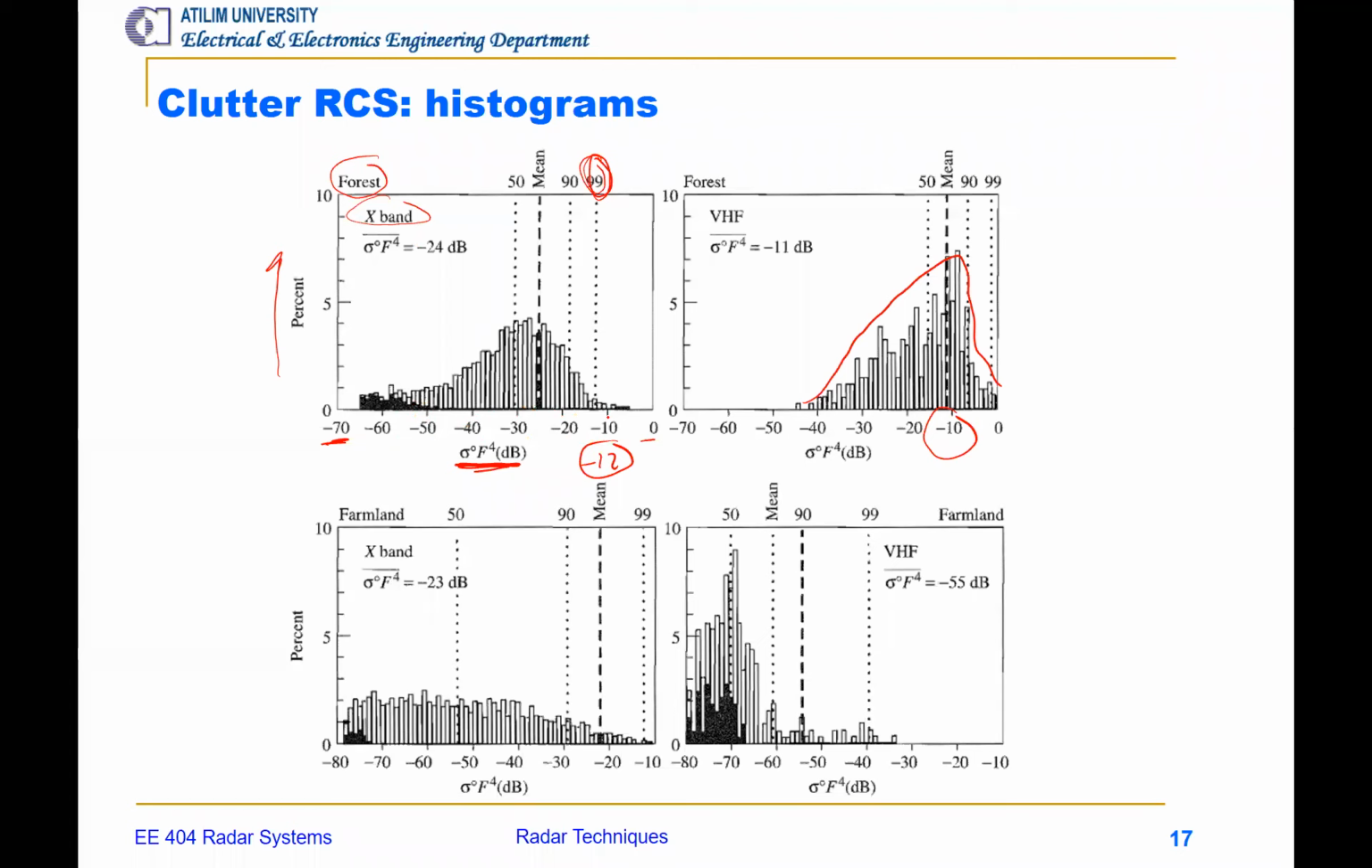For farmland and X-band, we see that it's quite distributed from minus 80 to minus 10 dB. The mean value is somewhere about minus 20 dB, while for VHF, it's about minus 70 dB, which is quite low compared with X-band, if I look at the concentration at the center here.